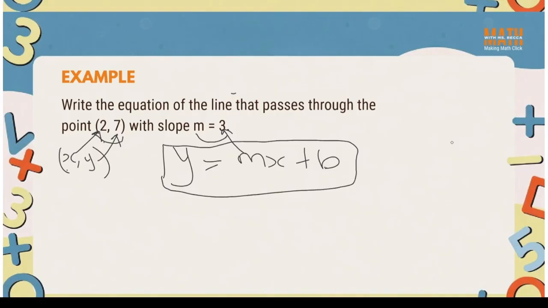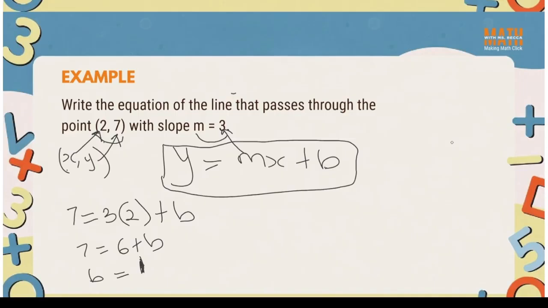y-intercept. So that means we have 7 equals, what is m? That's 3. And what is x? That's 2 plus b. So this gives 7 equals 6 plus b. That means b will be equal to 1. So if b is equal to 1, that means the intercept is equal to 1.